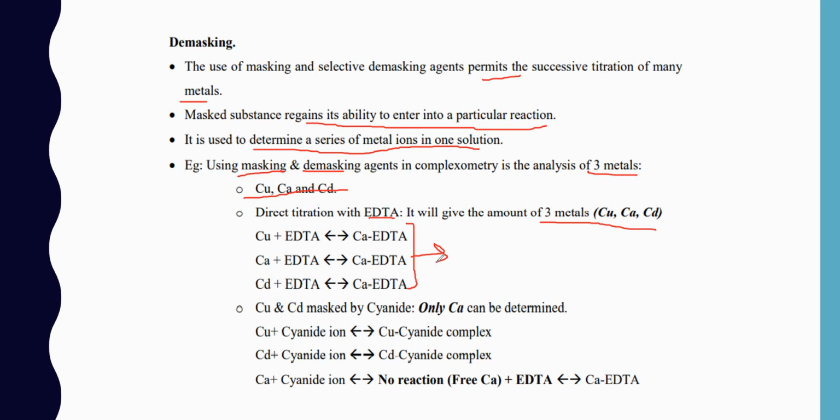Now in another way, what we can do is mask copper and cadmium with the help of cyanide. Now only calcium remains, and that can be determined. So copper and cadmium we masked with cyanide ion and they are not available for analysis. Calcium does not react with cyanide, so no reaction, and this free calcium will complex with the EDTA and we can analyze the percentage of calcium present in this mixture of three metal ions.